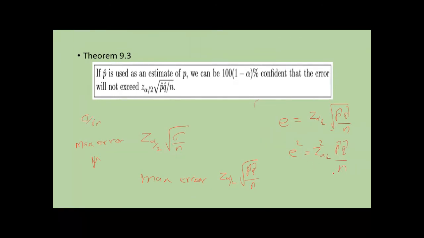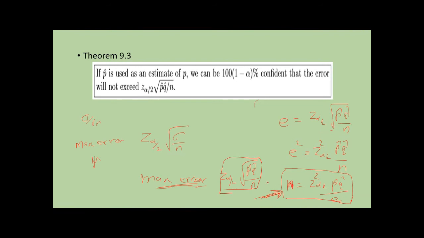Now exchange e and n, so n will be on the left side. n equals Z squared alpha over 2 p cap q cap divided by e squared, the error squared. So this is the formula for sample size. What will be the minimum sample? The maximum error will give you the minimum sample. What will be the minimum sample size so that the error will not exceed this quantity?